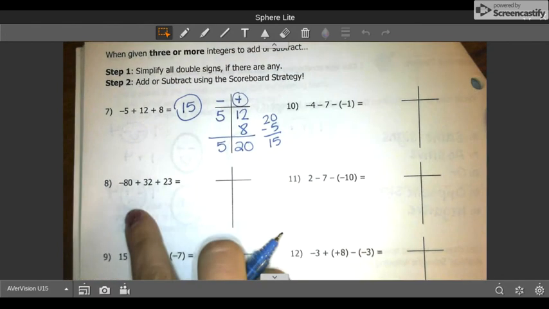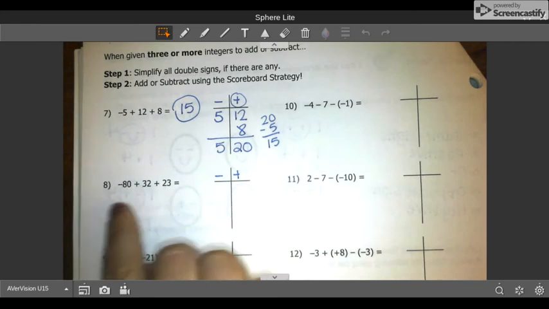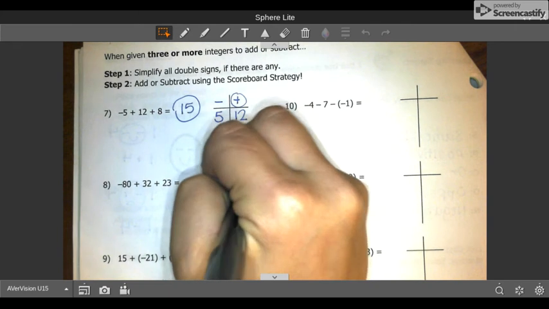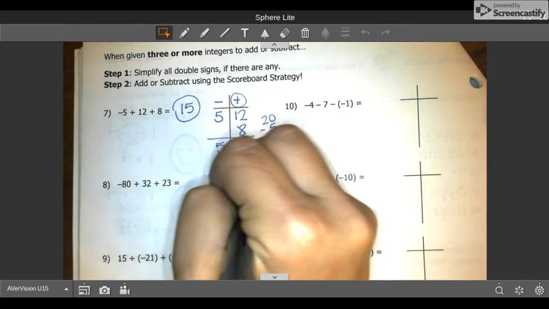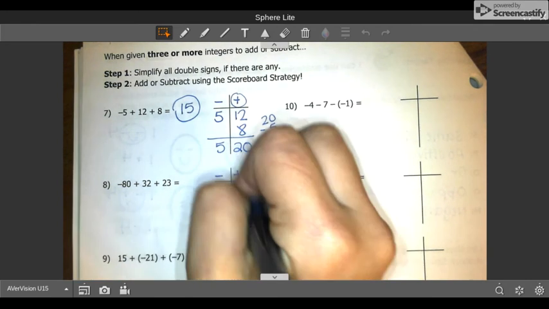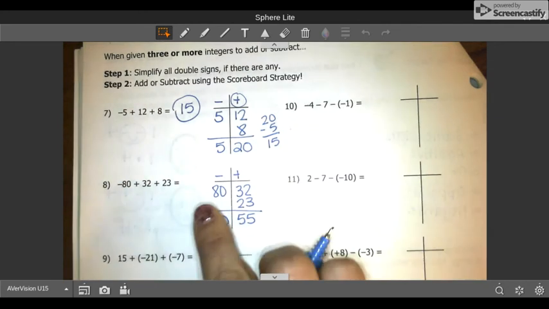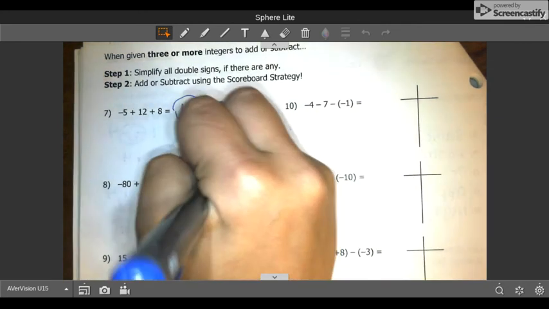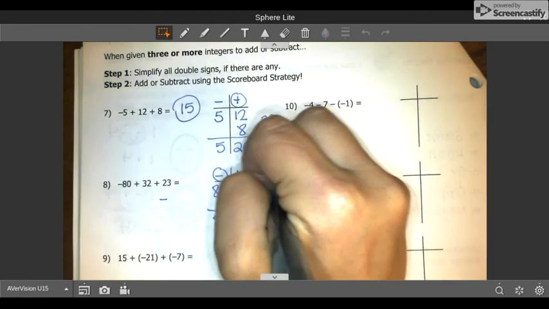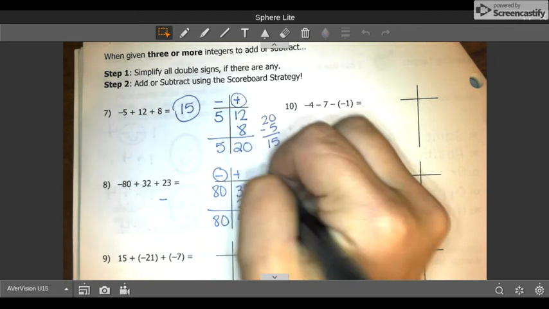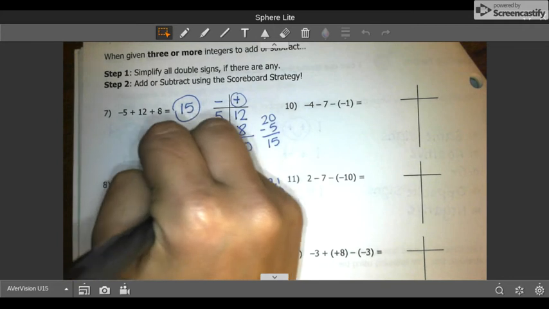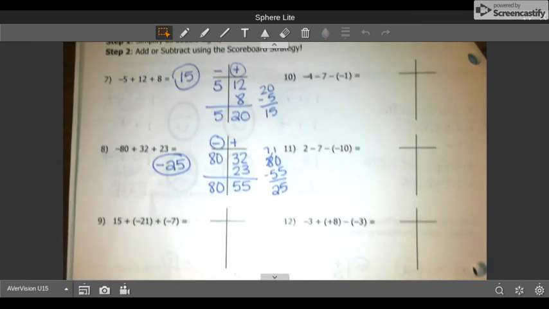Okay, number 8. Now it doesn't look like there's any double signs. So I'm starting with taking away 80, adding 32, and adding 23. At the end of the game, negatives have 80 points and positives have 55. Which of these teams won? The negatives. So my answer is going to be negative. By how much? I have to subtract. By 25. So my answer is negatives won by 25. The answer is negative 25.